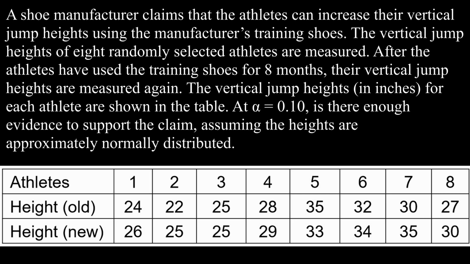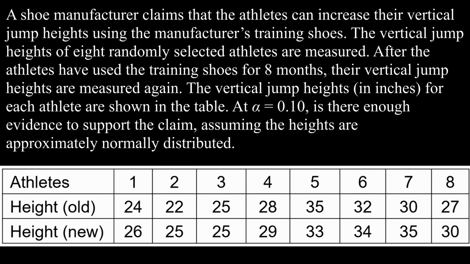For this example, a shoe manufacturer claims that athletes can increase their vertical jump heights using their training shoes, which, if you watched NBA highlights circa a few years ago, probably sounds, well... "We are Boingvert. We create dunkers." A bit familiar. The vertical jump heights of 8 randomly selected athletes are measured.